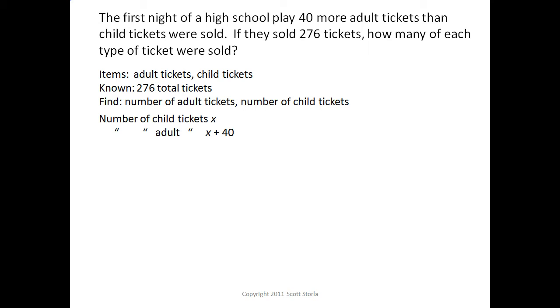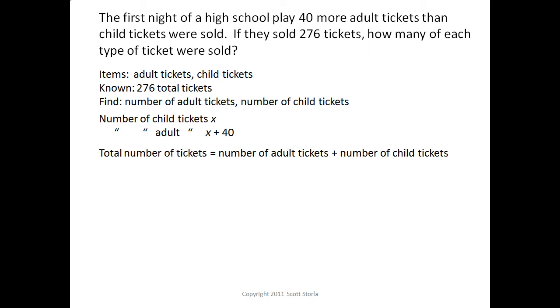I don't know the number of child tickets or adult tickets, so I'm going to let x represent how many child tickets were sold. Now I do know, though, that the adult tickets were 40 more than the number of child tickets, and so I can say that the adult tickets will be x plus 40. Next, I write an English equation, and in this case, the total tickets will be the sum of the child and adult tickets.